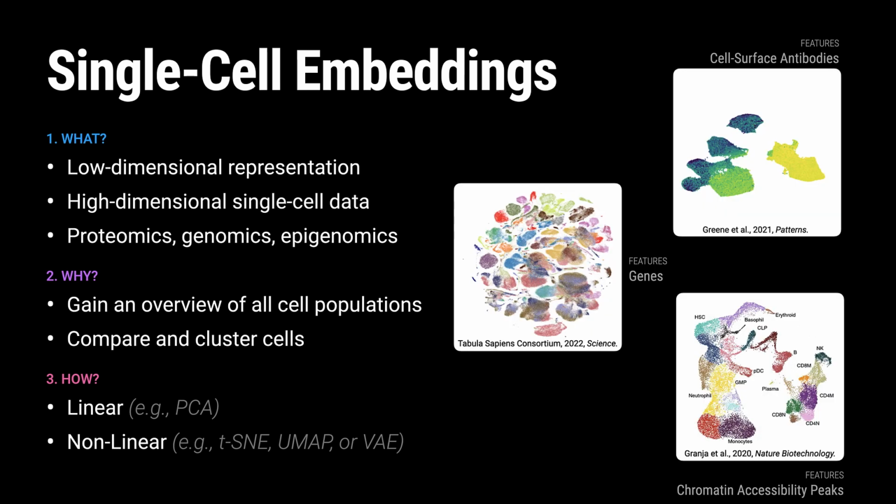Now, there are various linear and nonlinear methods to create such an embedding. And here are three real-world examples, showing, for instance, cell surface antibody expression, gene expression, and chromatin accessibility peaks-based embeddings. Now, while such embeddings provide an exciting opportunity for exploration, there are still some challenges with the resulting visualizations that relate to specific or rare cell populations, as well as batch effects of multiple samples.